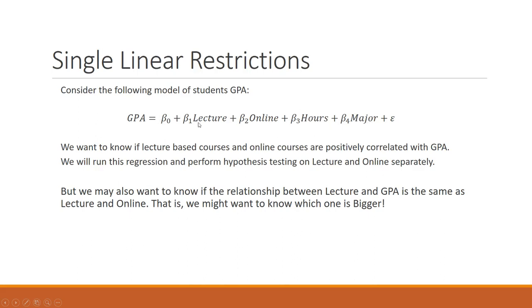All right, here's a reasonable model for GPA. GPA is a function of the number of classes that the student takes in lecture format, the number of classes the student takes in online format, the number of hours that they spend studying, and the major that they've chosen. Now, we can do our standard hypothesis testing on each of these coefficients. We want to know the relationship between GPA and lecturing, beta 1. We just do our hypothesis testing on beta 1, and the same thing for beta 2, beta 3, and beta 4. We can test each separate hypothesis.